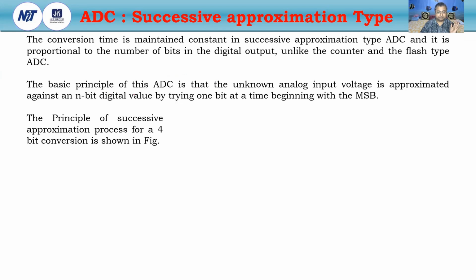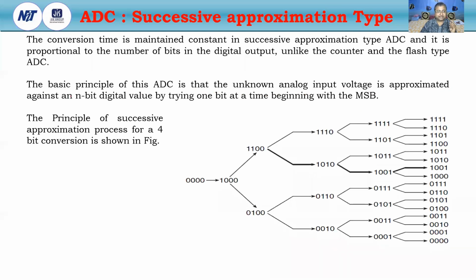The basic principle of this ADC is that the unknown analog input voltage, that is called VA, is approximated against an n-bit digital value by trying one bit at a time, beginning with the MSB. So only deal with the MSB part. The principle of the successive approximation process for a 4-bit conversion is shown in the figure. I will describe how it will be made.